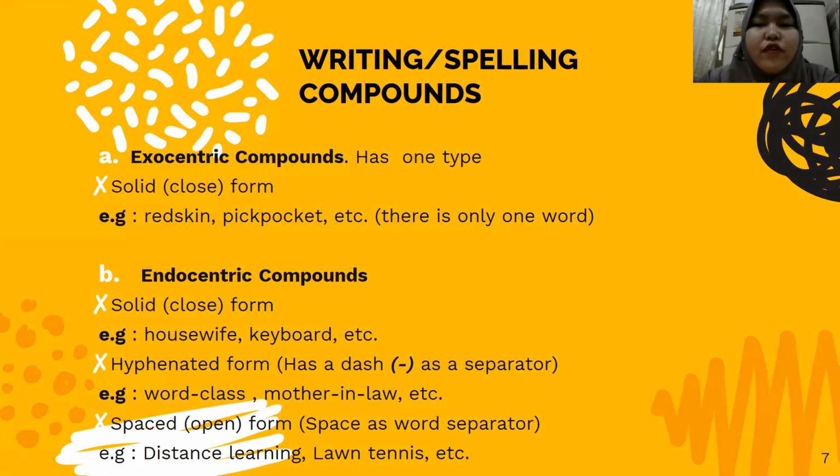Okay, and the last is space forms. Space means open or spasi. Okay, space is a word as a separator. Before, we needed a dash for a separator, but now we need a space for a separator. Example here is distance learning, lawn tennis, and etc.